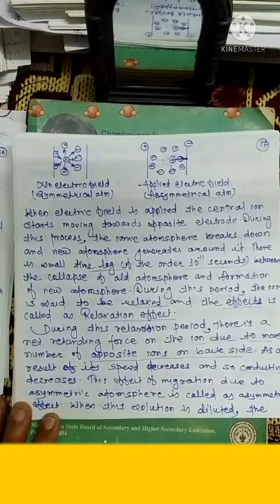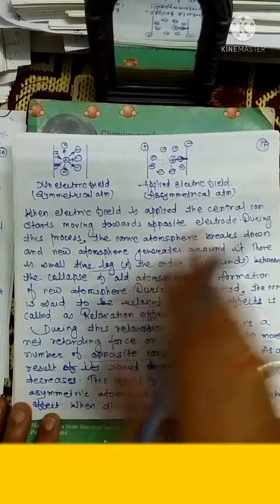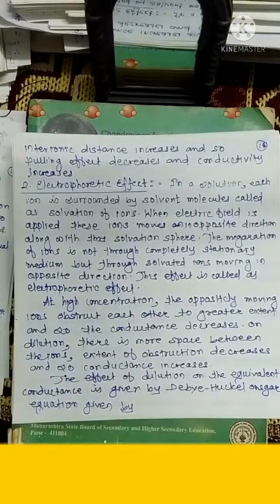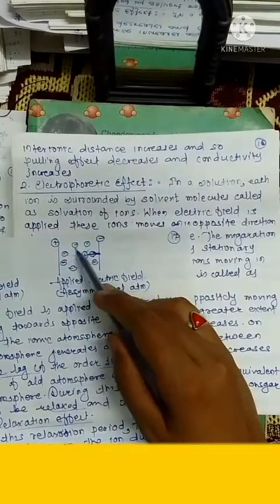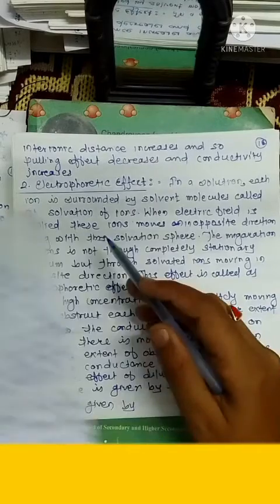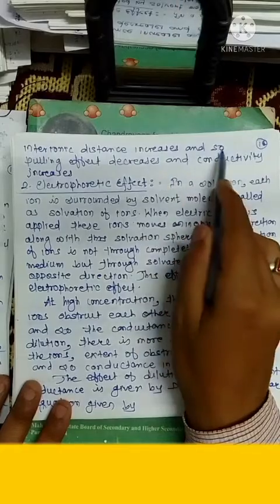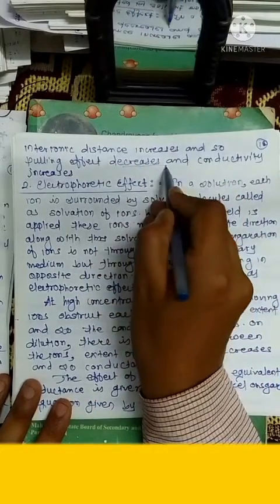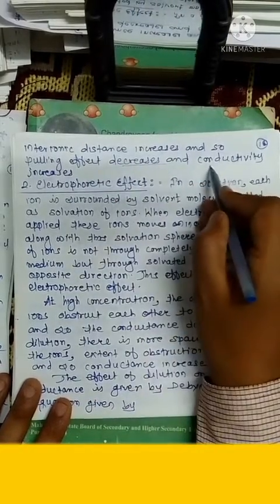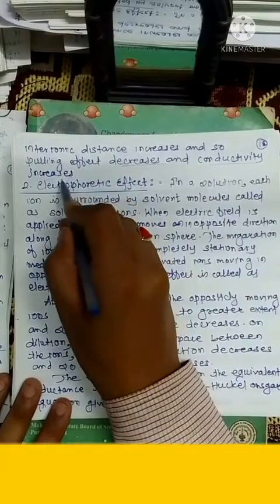Now what happens when the solution is diluted? The inter-ionic distance, that is the distance between the positive and negative ions, increases, and so the pulling effect decreases and conductivity again increases.